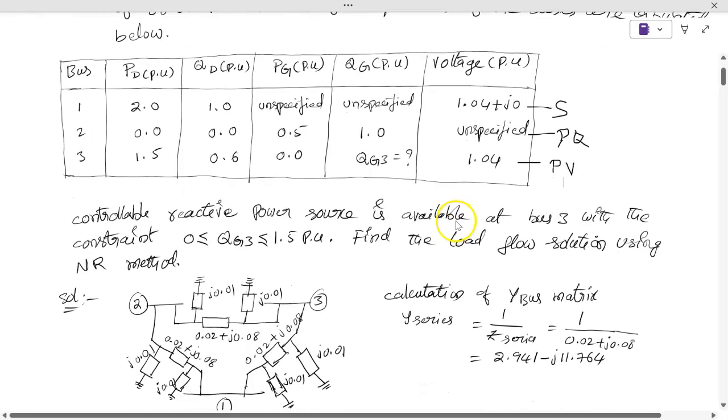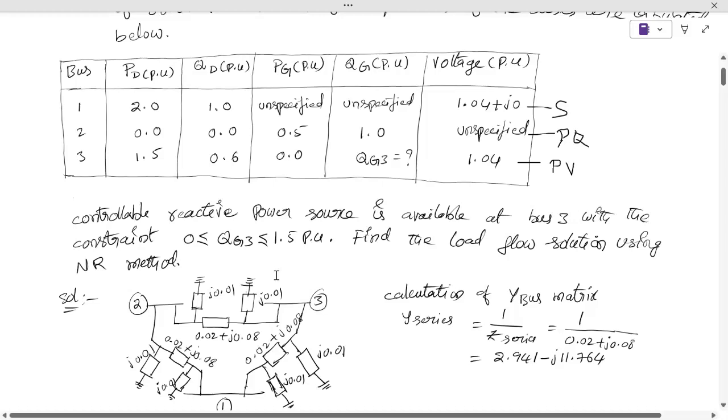After that, again see the problem. Controllable reactive power source is available at bus 3, that is QC3, with the constraint. They have given the constraint of reactive power, that is 0 less than or equal to QG3 less than or equal to 1.5. That means the reactive power is in between 0 and 1.5. Then find the load flow solution using Newton-Raphson.